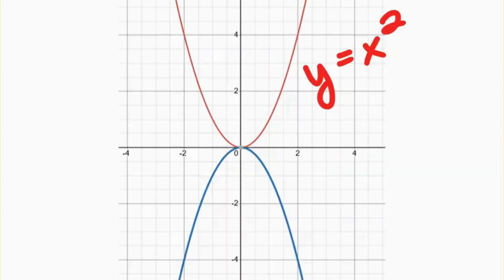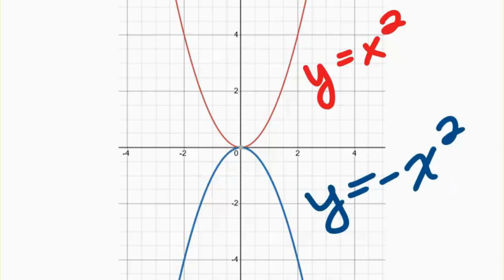So our parent function is y equals x squared. We want to write the equation of that blue function. Well, that is just a reflection of that original graph. So the equation of that is y equals -x squared.